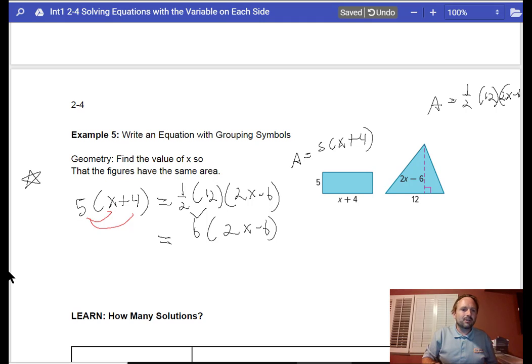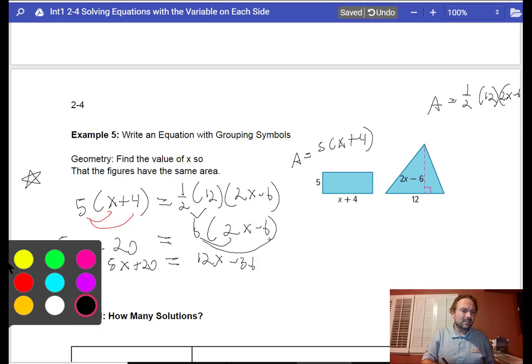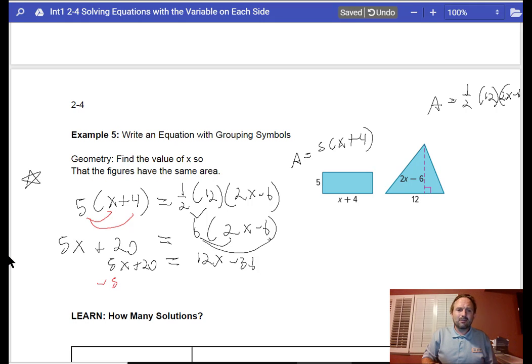But this right here, we're going to use the distributive property to multiply 5 to the x and 5 to the 4, which would be 20. So now we'd have 6 times 2x, which is 12x, and then times this minus 6, which would be minus 36. And all that is equal to 5x plus 20. Now, do they really want us to continue? Well, yeah, why not? Move the smallest variable.